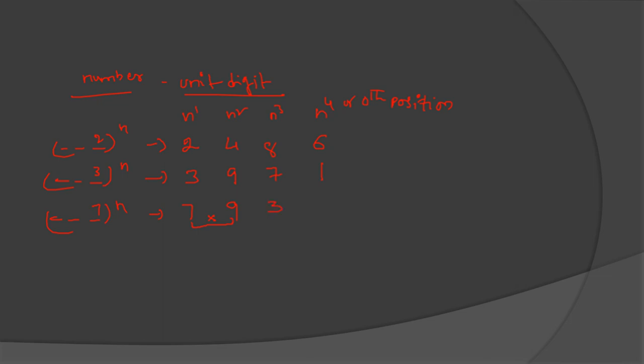Now we need to find 7 power 4. 7 power 1 is 7. 7 cube has unit digit 3. So 7 power 1 into 7 cube.